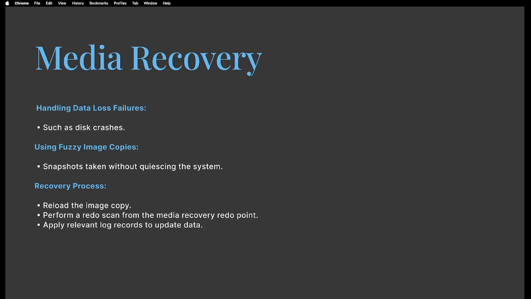Finally, the last part is media recovery, right? Media recovery in ARIES usually deals with failures involving data loss, like disk crashes. It does this by using fuzzy image copies. It takes snapshots during normal operation, and ARIES can restore the data without shutting down the system. This recovery involves reloading the image copy and reapplying log changes to bring the data up to date. The process involves reloading the image copy, performing the redo scan from the media recovery redo point, and applying relevant log records to update the data.